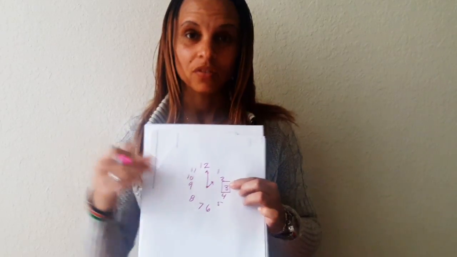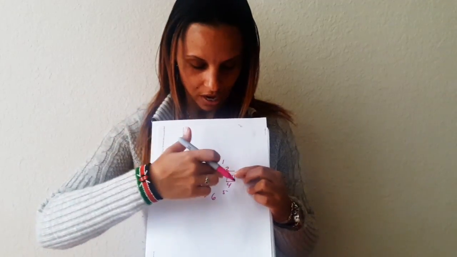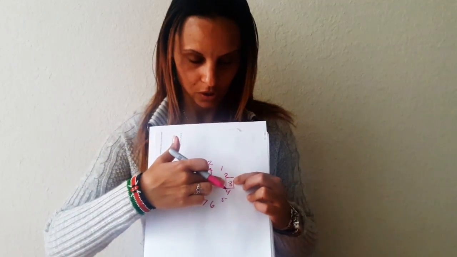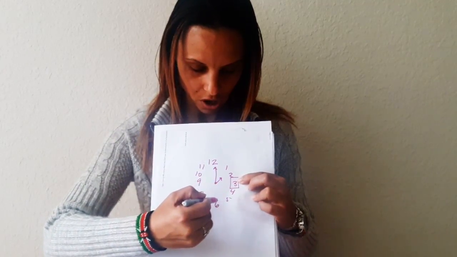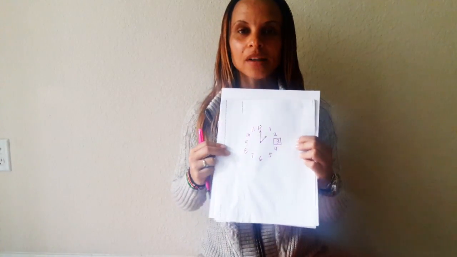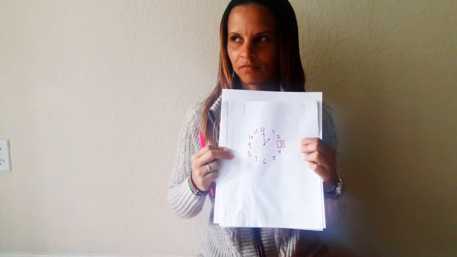Once you're on that number, whatever number you land on, I want you to count the letters in that number. So I land on 3, so I'm going to spell out T-H-R-E-E. Whatever number you landed on, go ahead and spell out that word. Box up that number that you land on. Give you a second to do that.